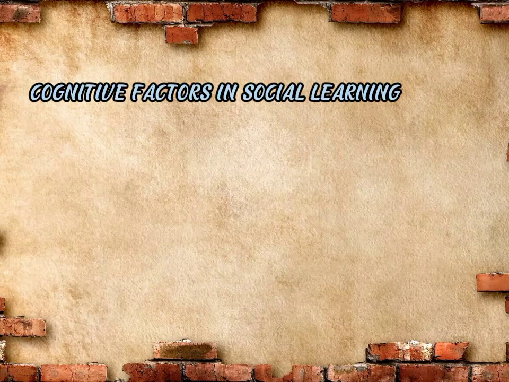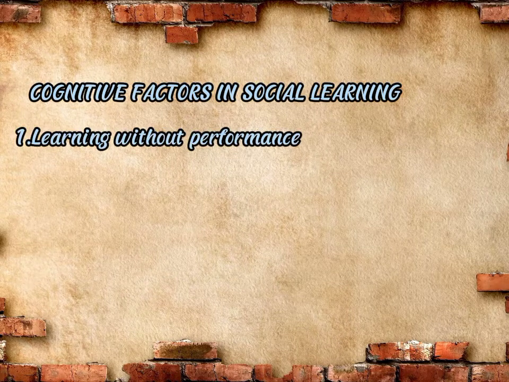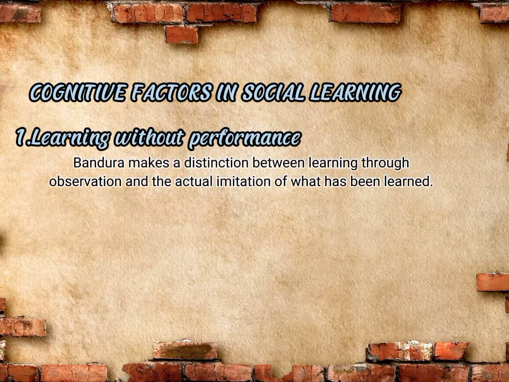Cognitive factors in social learning. Social learning theory has cognitive factors as well as behaviorist factors, or actually operant factors. There are 5 cognitive factors in social learning. The first one is learning without performance. Bandura makes a distinction between learning through observation and the actual imitation of what has been learned. This is similar to Tolman's latent learning.